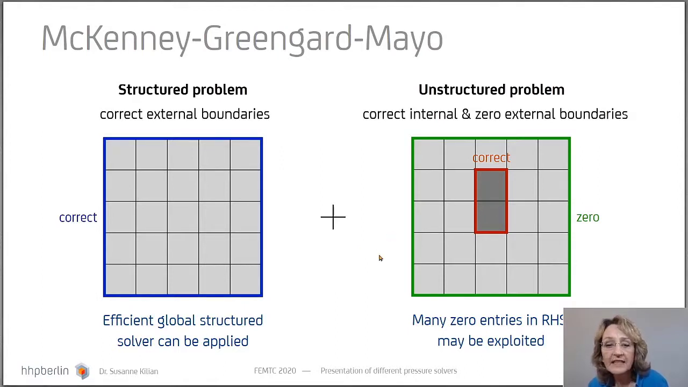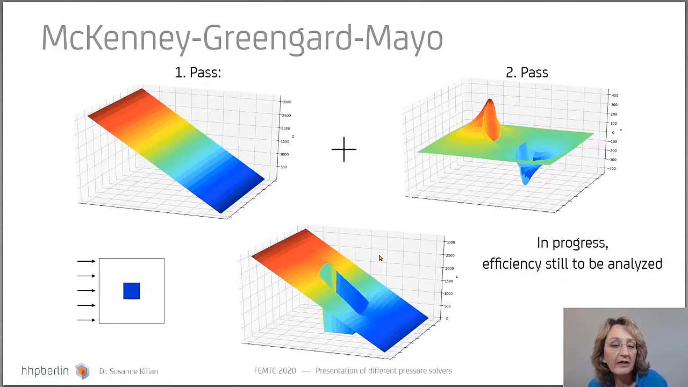You can see this in the very small example here, a square-shaped domain with an internal obstruction, inflow from the left. In the first pass, we get this structured solution, which doesn't know the internal obstruction. In the second pass, we get a correction along the obstruction, and then we sum up both to the final correct solution.